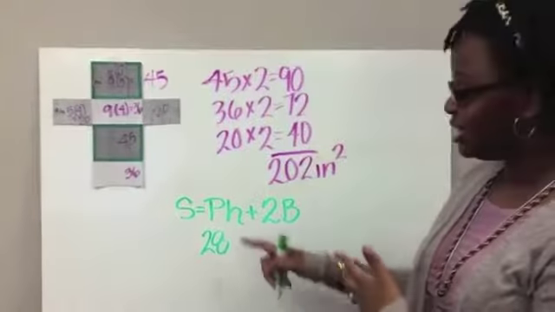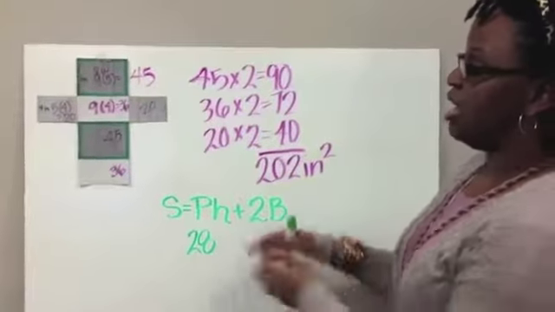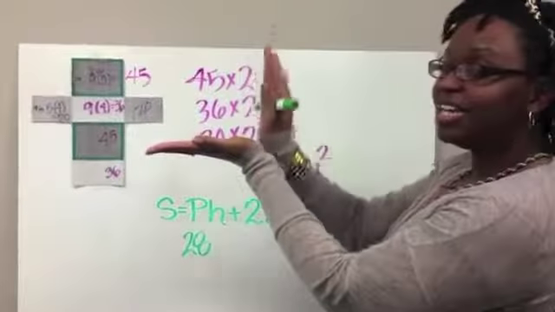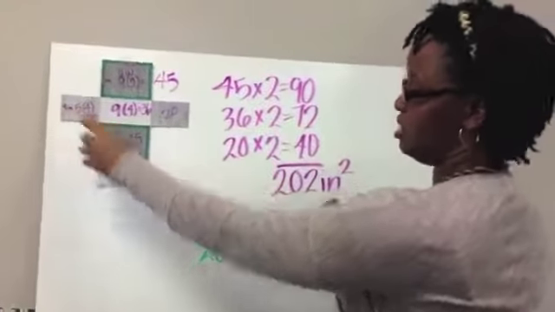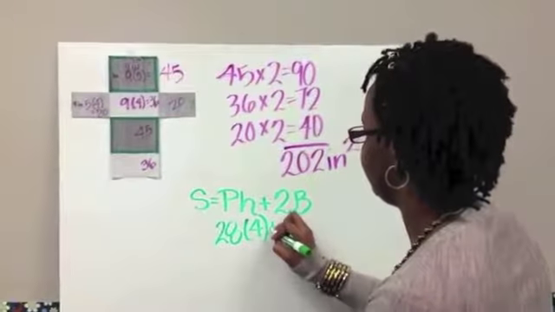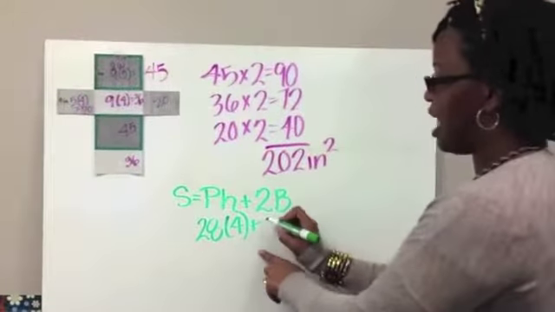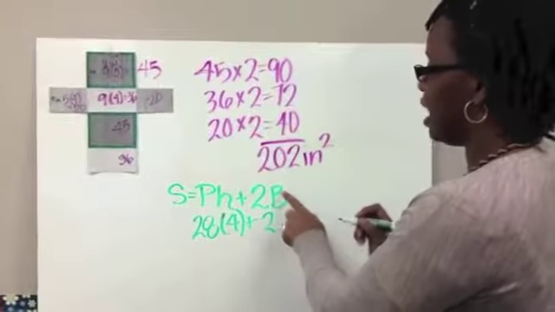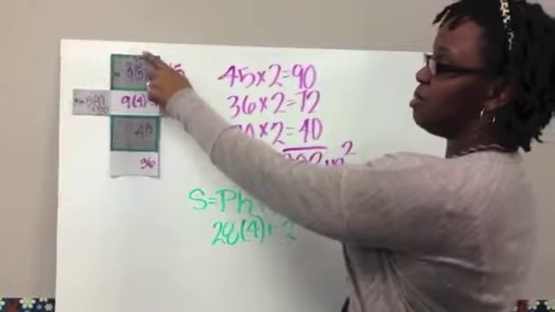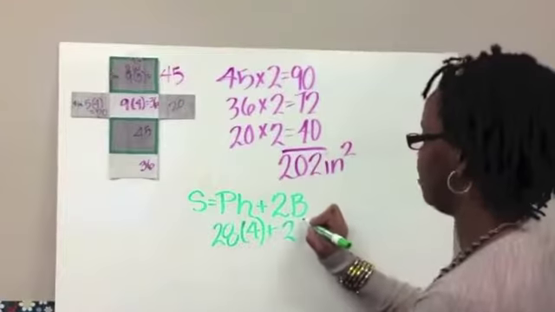And then I need the height of the prism. Okay? And so remember, my bases are parallel to each other, and then the height connects the two of them. So that would be the 4. Then I'll need to add 2 times the area of the base. So again, using that base, area, remember, is length times width, 9 times 5, which is 45.